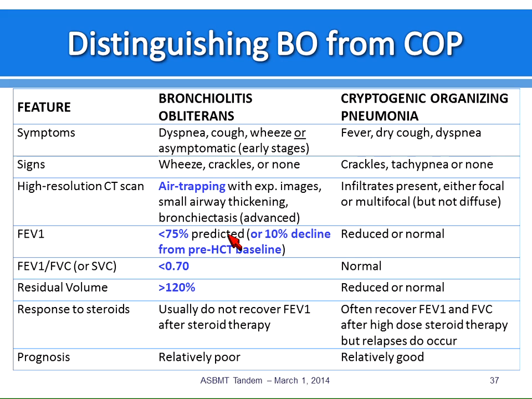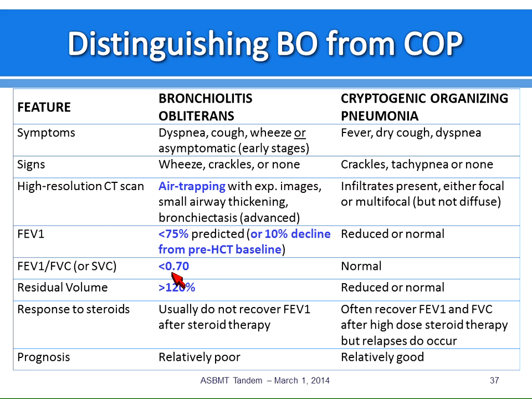The blue highlighted figures here are the key hallmarks of air trapping on the CT scan with inspiration and expiration cuts, so you're going to see air trapping with the expiratory films. And then the FEV1 is going to be less than 75% predicted, or, and this is really important, a 10% decline from a pre-transplant baseline. So this is recognized to catch those patients who started with, say, 120% predicted FEV1, and they've dropped to 105%. And you say, oh, this is a normal PFT, but it's dropped by a lot. So that's an important thing to remember.